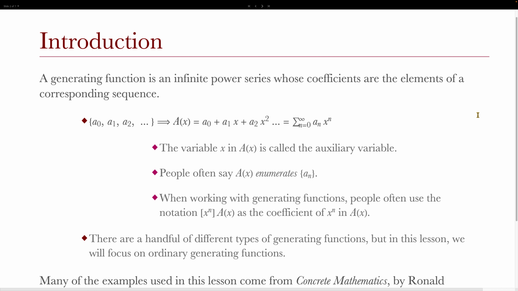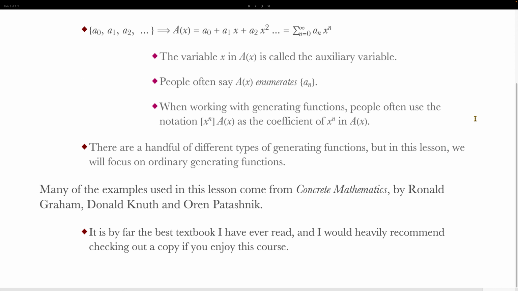Now, I want to take a moment here to address that many of the examples used in this lesson, and many of our other lessons, come from Concrete Mathematics by Ronald Graham, Donald Knuth, and Orrin Potashnik. I would say Concrete Mathematics is easily the best textbook I have ever read, and I would heavily recommend checking out a copy if you enjoy this course. It's definitely not an easy read, but it's certainly worth the time you put into it.